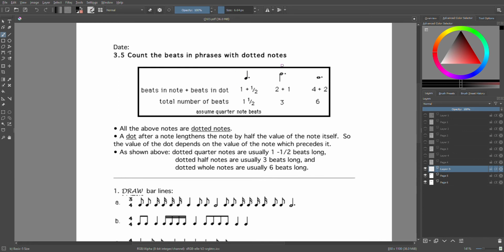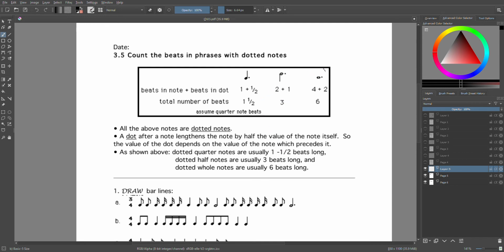Now let's take a look at a half note. Half note with a dot. Half note is normally just 2 beats. Now we're going to add half of that value to the note. So half of 2 is 1. 2 plus 1 is 3. Therefore, a dotted half note is going to be 3 beats.